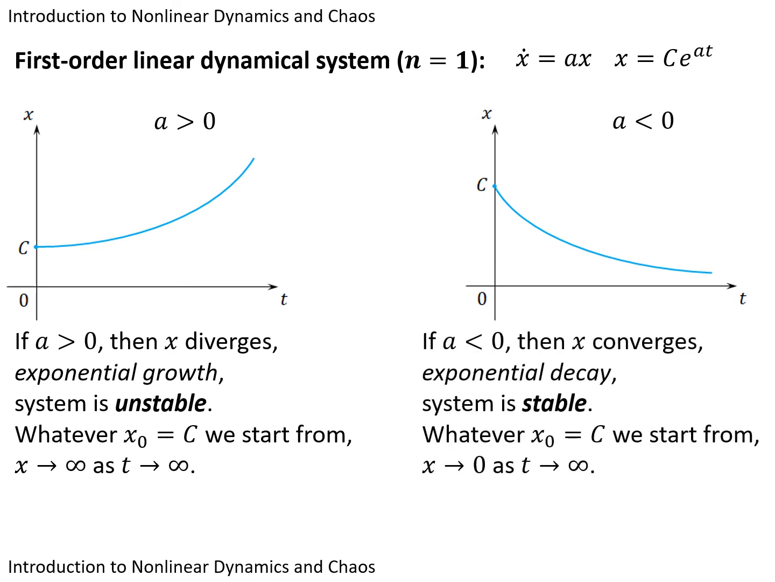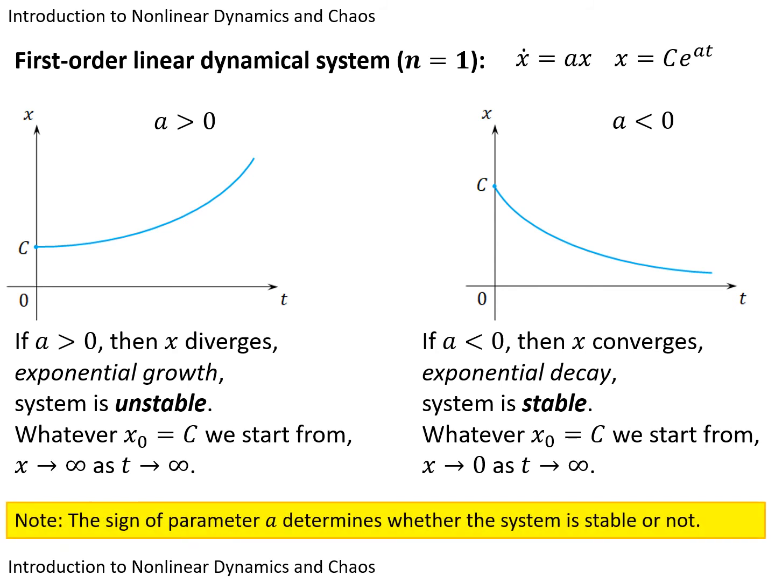For negative a, we see that x is converging and the system is stable because we can start from any initial value of x, and our x anyway will be approaching 0 as t increases. So please note that the sign of the parameter a determines whether the system is stable or not.